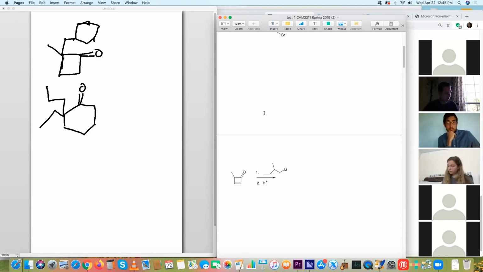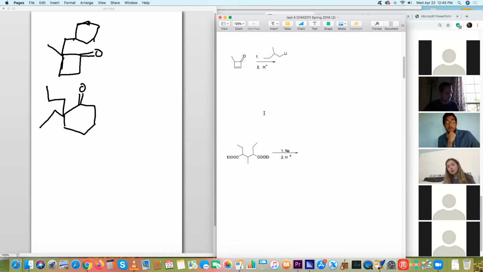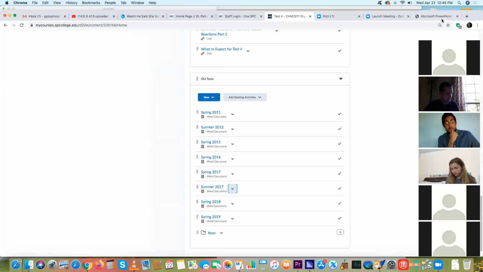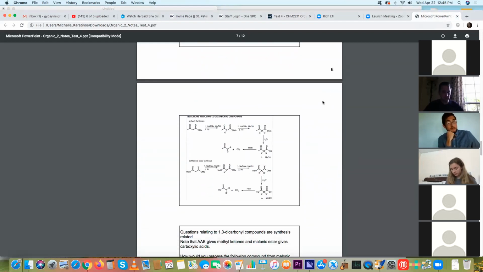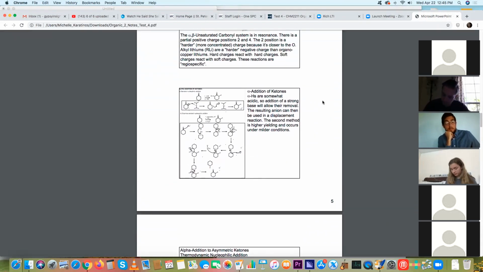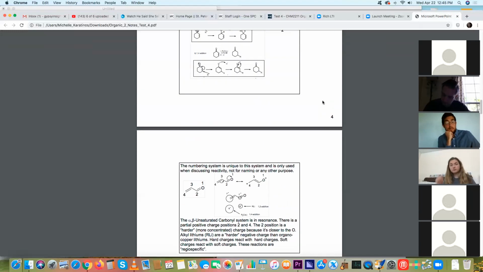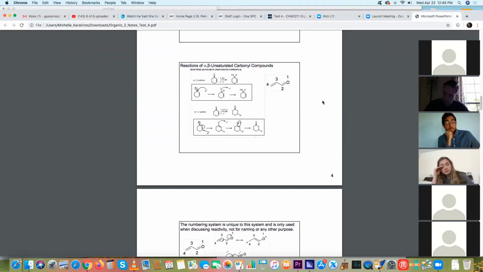Again, watch the video for it. All right, this one here is 1,4/1,2 addition. Let me show you where that is in the reactions here. Here we go. So there's alpha, these are called alpha beta unsaturated carbonyl compounds. Alpha being this position here next to C double bond O, beta being this position here. Unsaturated meaning we have a double bond in this position.